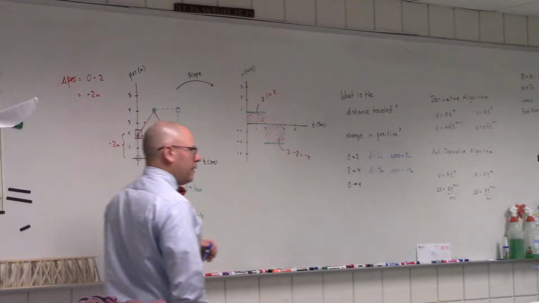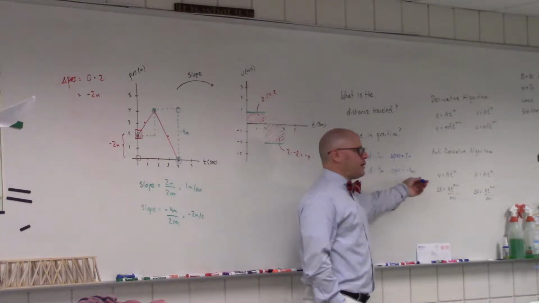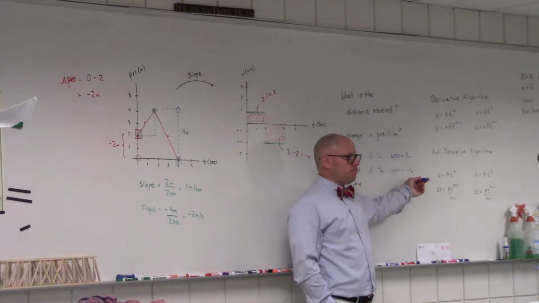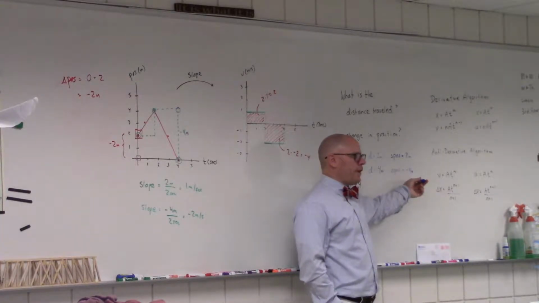Why do you think the distance is different than the change in position? This is a hard question. Because 4 is at 0. Well, why do you think these two things are different at all?